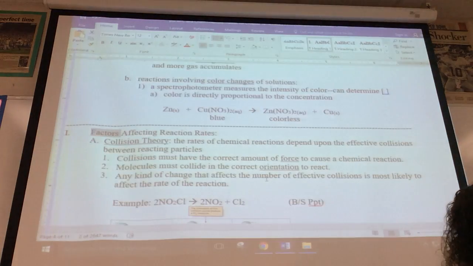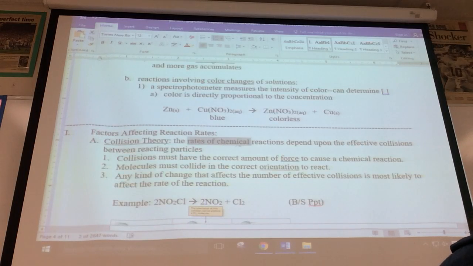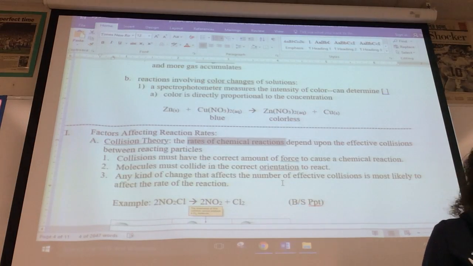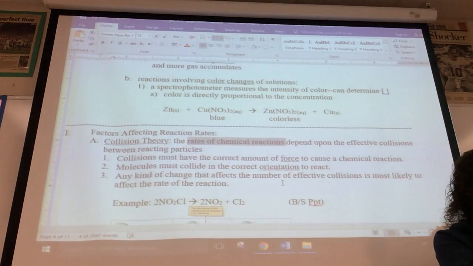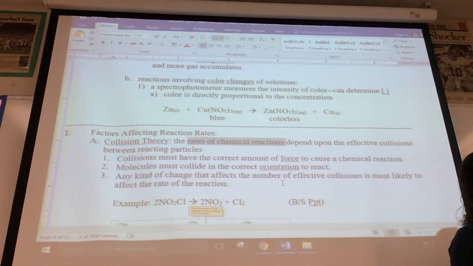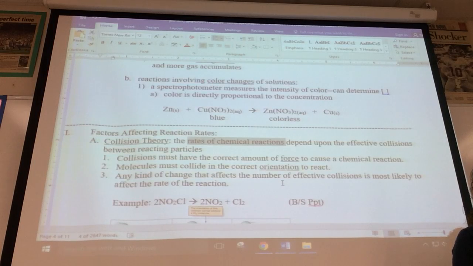The collision theory states that chemical reaction rates depend on effective collisions between reacting particles. In order for a collision to be effective, the particles must hit each other hard. So they must have enough force. In addition, those particles must be oriented in such a fashion that they hit one another in the right spot.